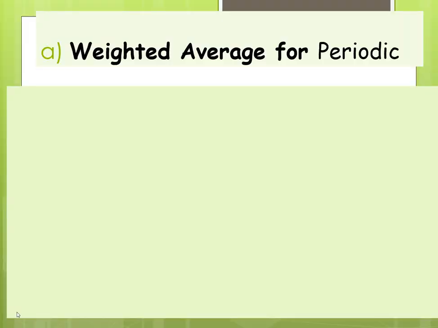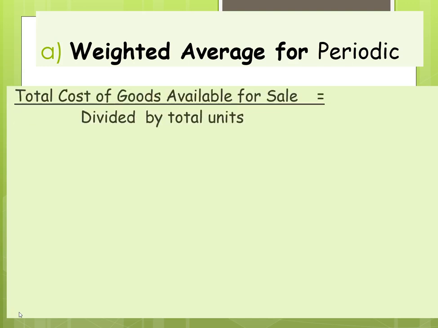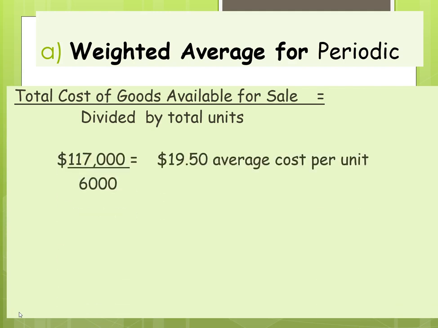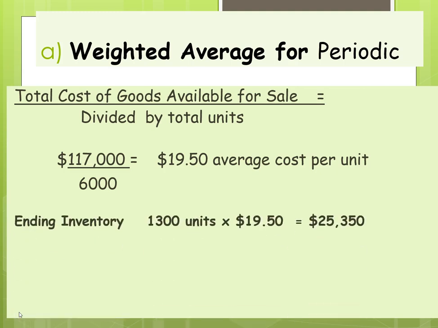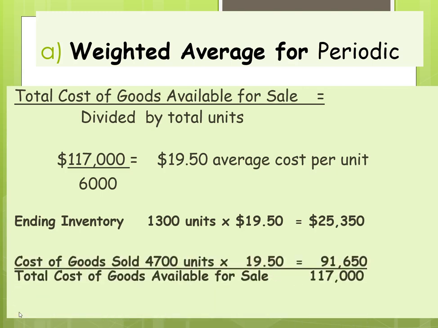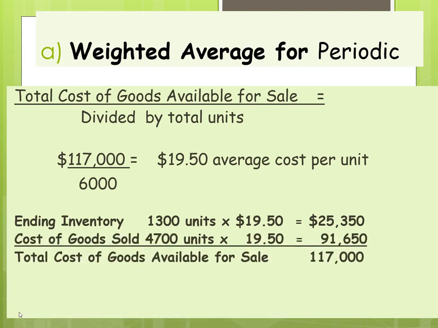Now the last is the easiest. This is called weighted average for periodic. This is very easy and not so easy for perpetual. What we're going to do is take our total cost of goods available for sale and divide by our total units, which gives us an average cost of $19.50. Ending inventory would be 1,300 units times $19.50. Cost of goods sold would be 4,700 units times $19.50. Add that together, we get our total cost of goods available for sale.